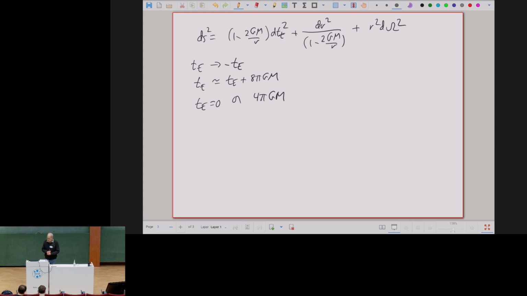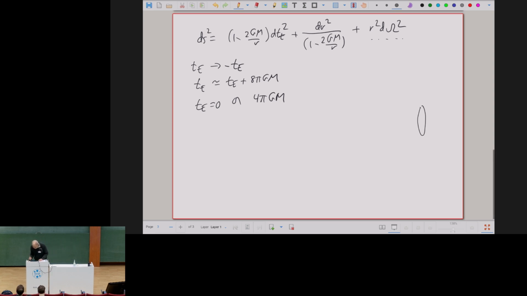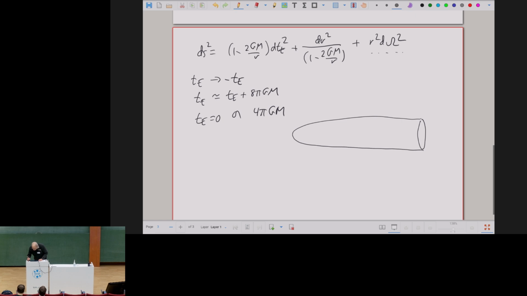To understand best what's going on, I'm going to draw a two-dimensional picture where I suppress the angles. We keep the angles on the two-sphere fixed, and I'm just going to plot R and T_E. So what kind of two-manifold is parameterized by R and T_E? Well, it's a surface of revolution because it has symmetry of translations in T_E. So it's relatively easy to draw. It's sort of like what you might call a semi-infinite cigar. It has this rotational symmetry.